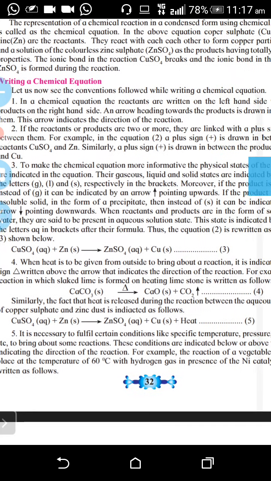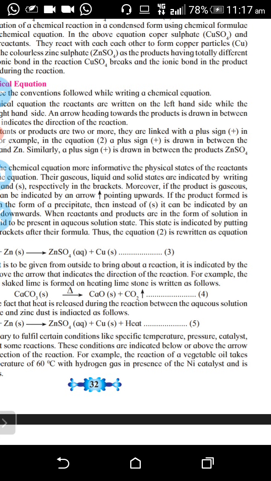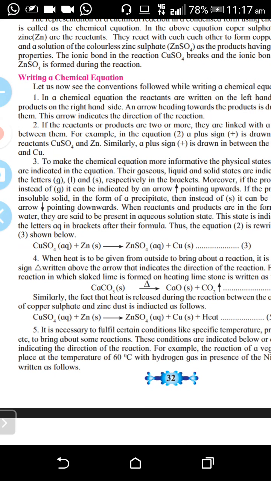To make the chemical equations more informative, the physical states of the reactants are indicated in the equation. So you have to write whether it is in aqueous form, solid form or liquid form. That you write with a small letter in brackets. Or if a gas is there, then an arrow indicates going up. Now carbon dioxide: when you are writing CO2, you show the arrow going up.